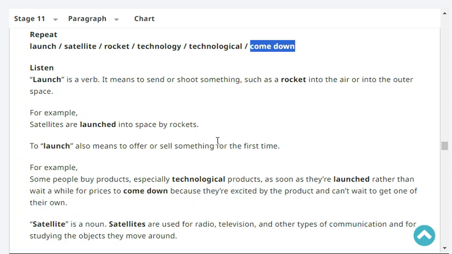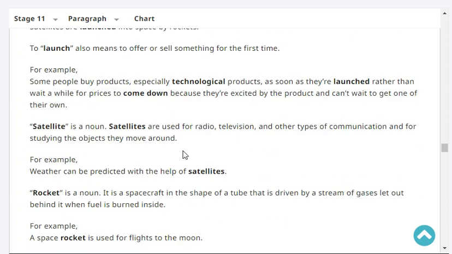To launch also means to offer or sell something for the first time. For example, some people buy products, especially technological products, as soon as they're launched rather than wait a while for prices to come down because they're excited by the product and can't wait to get one of their own.